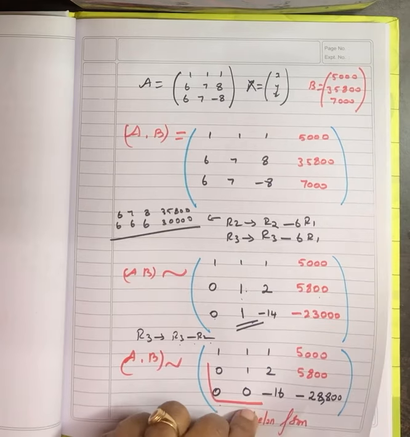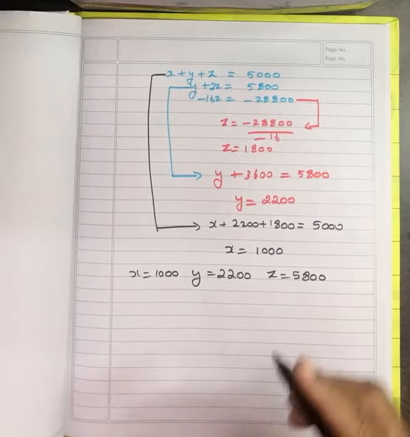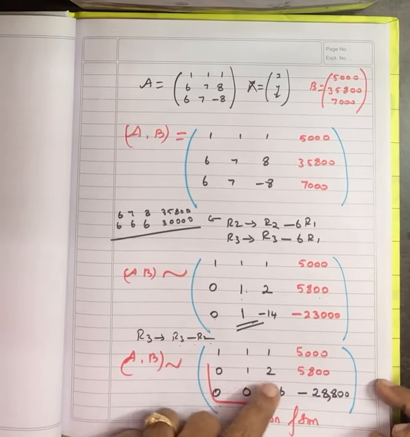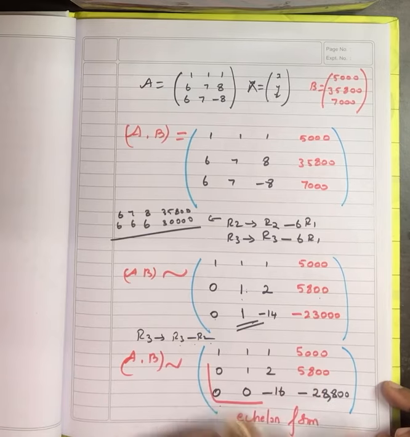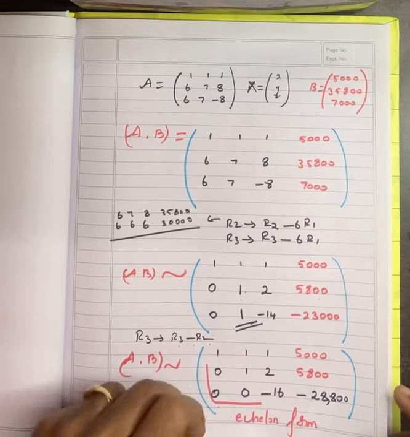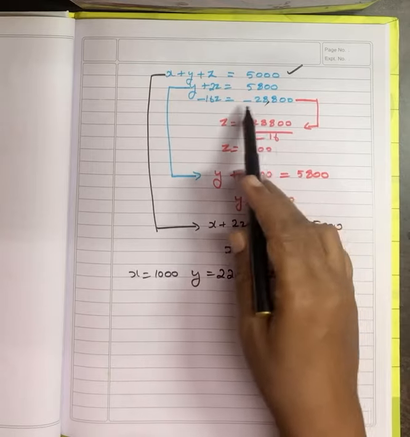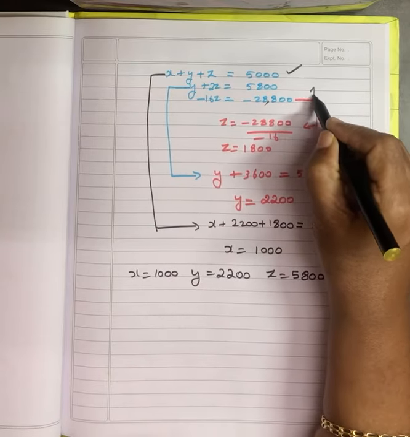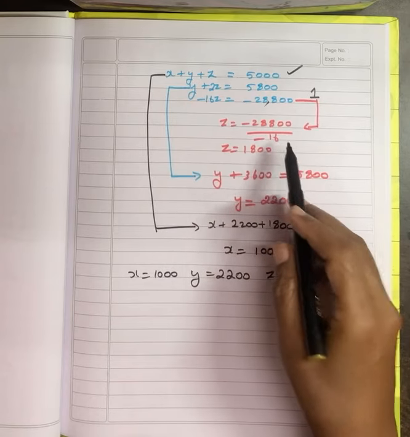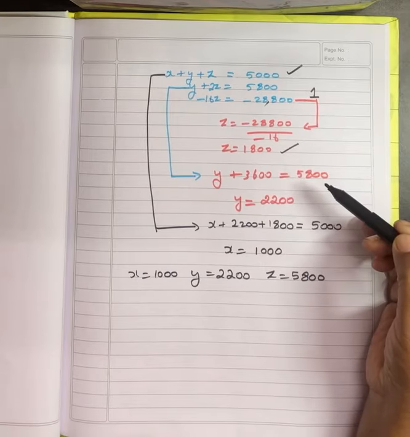I have to frame the equation now. x plus y plus z equal to 5,000. No x: y plus 2z equal to 5,800. No x, no y: minus 16z equal to this. First I will find z. This is the thing I have to do first. z equal to minus 28,800 by minus 16, divide by the calculator, you get the answer to be 1,800.